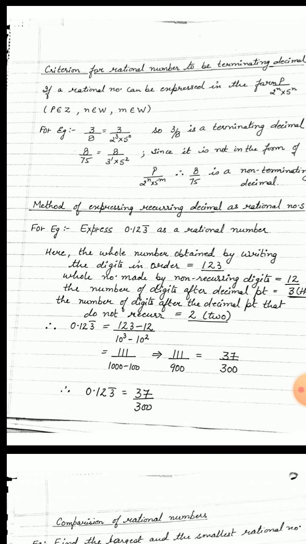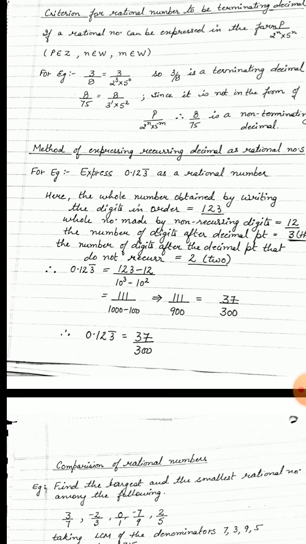So we get 123. We will neglect the decimal right now. Next step is the whole number made by the non-recurring digits. You can all see that the non-recurring digits are 1 and 2. The number of digits after the decimal point is 3. The number of digits after the decimal point that do not recur is equal to 2.